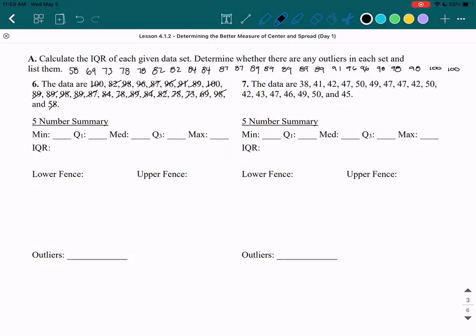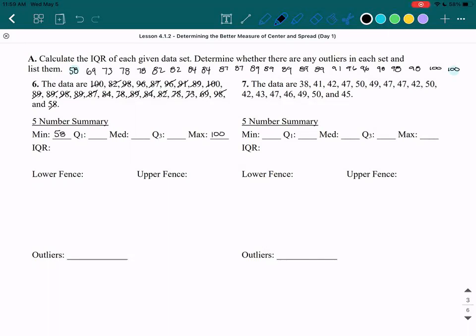All right, so your minimum. Minimum is literally just the smallest number. So 58. Your maximum is literally just the biggest number. So it's going to be 100.